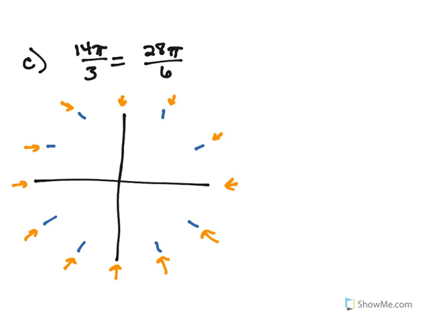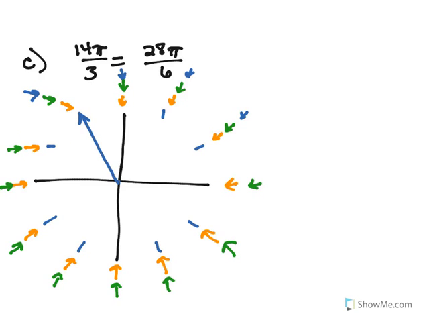I'm still not there. 13, 14, 15, 16, 17, 18, 19, 20, 21, 22, 23, 24, still not there. 25, 26, 27, 28. All right, so there's my terminal side. Initial side is the x-axis. We went around the circle more than 2 times. When you draw your arrow to indicate the direction we traveled, it's also going to show the number of rotations.